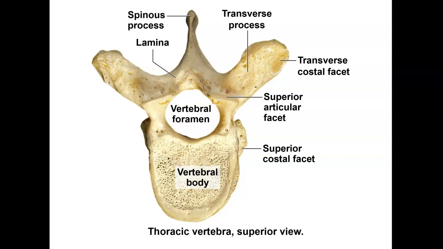All right, so this one's showing basic features of a thoracic vertebrae. Notice how that spinous process is still sticking out in the back.